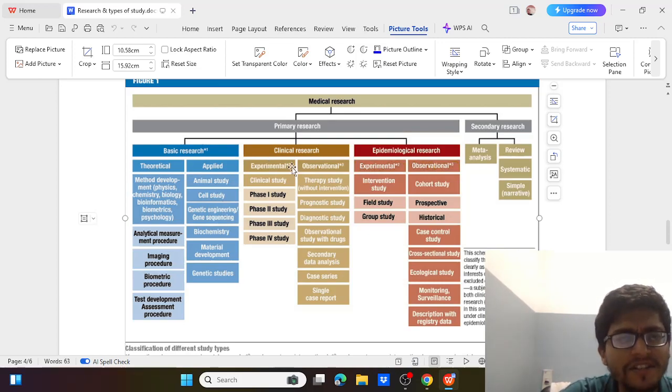Coming to the clinical research, it could be observational or experimental. In the experimental, we have clinical study that will have 4 phases. Then in the observational study, we have therapy study, prognostic study, diagnostic study, observational study with drugs, secondary data analysis, case series, and single case report.